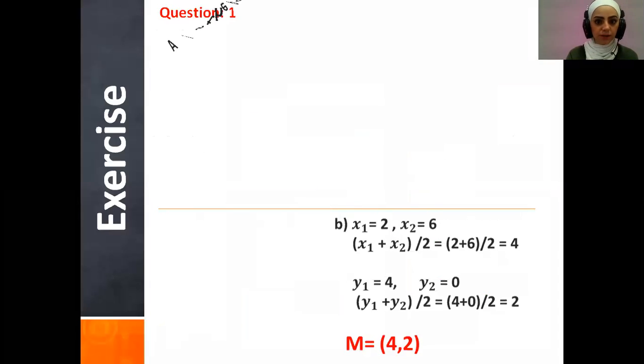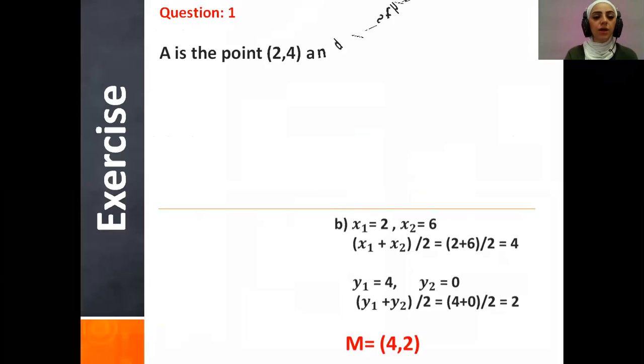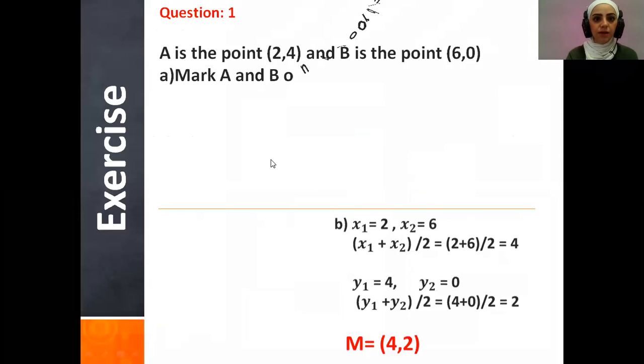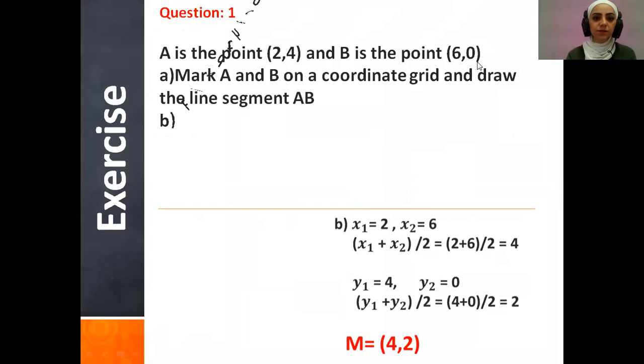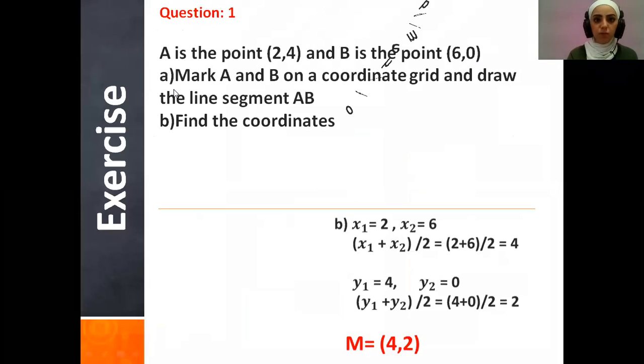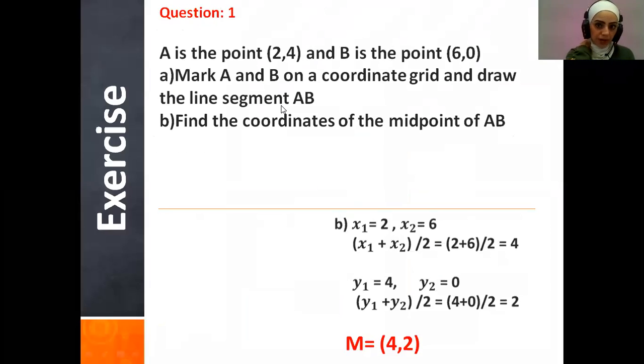It shows the answers here. Here, look at this question. It says A is the point 2, 4, and B is the point 6, 0. Part A, mark A and B on the coordinate grid and draw the line segment. Okay, the answers are shown, but let's just discuss it together.